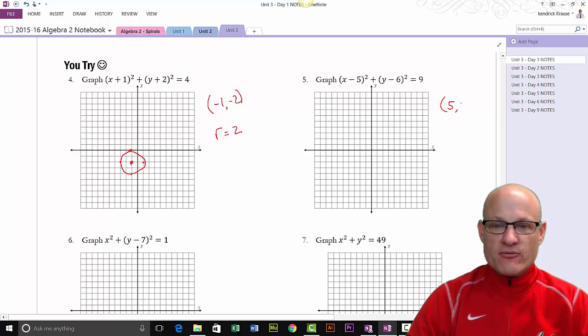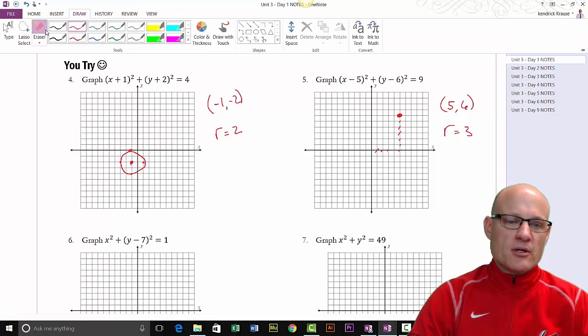All right. The center, 5, 6. Radius equals 3. 1, 2, 3, 4, 5. 1, 2. 1, 2, 3, 4, 5, 6. Here it is. Let me get rid of my crap.